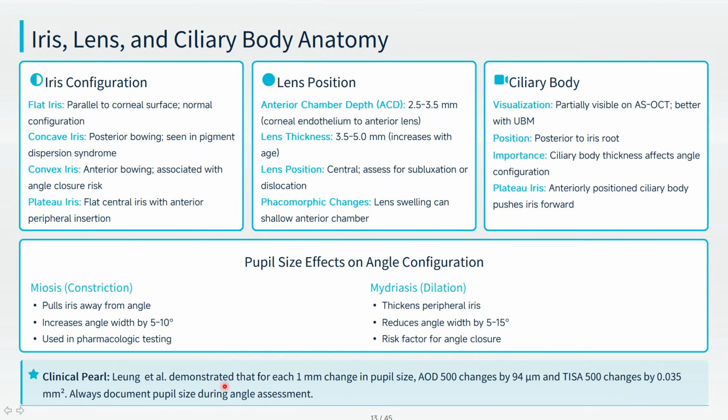It has been demonstrated that for a 1 millimeter change in the pupil size, the angle opening distance at 500 micrometers will change by 94 micrometers, and the TISA, as explained earlier, will also change. So the examination in relation to the pupil is very important.